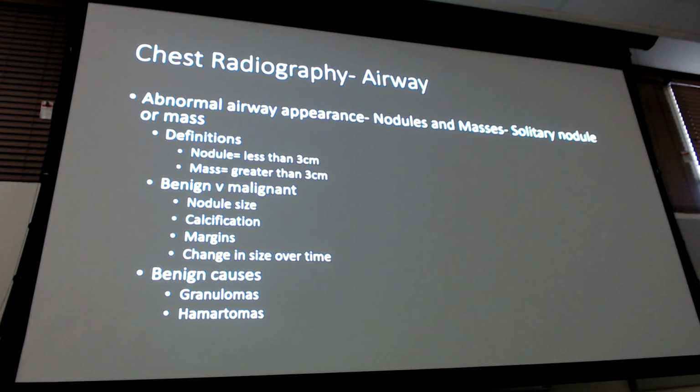So size: the bigger it is, the more likely that it's malignant. The smaller it is, the more likely that it's benign. Is it calcified? What do the margins look like, right? Well-defined margins, like we talked about, more likely benign. Fuzzy, kind of spiculated, hazy margins, probably malignant. And change in size over time. That's a big piece of that as well.